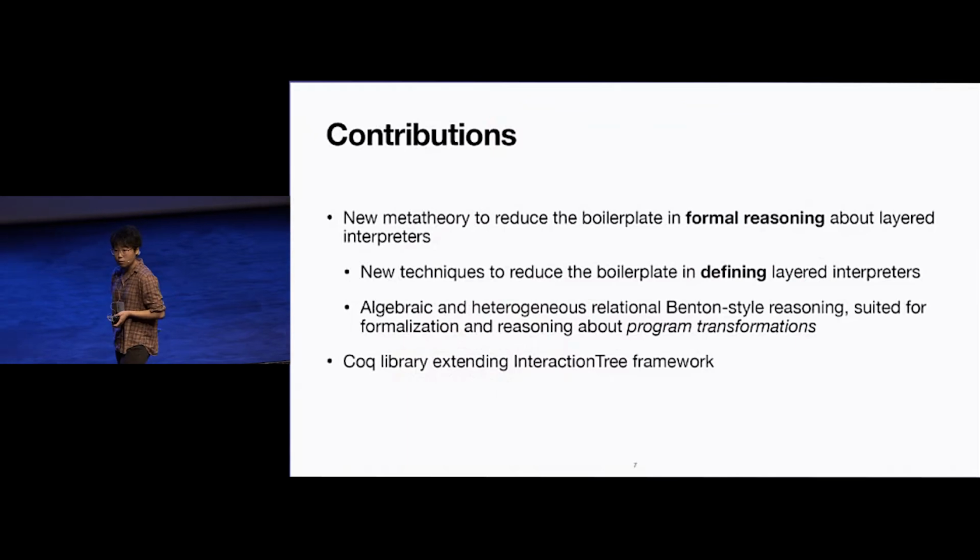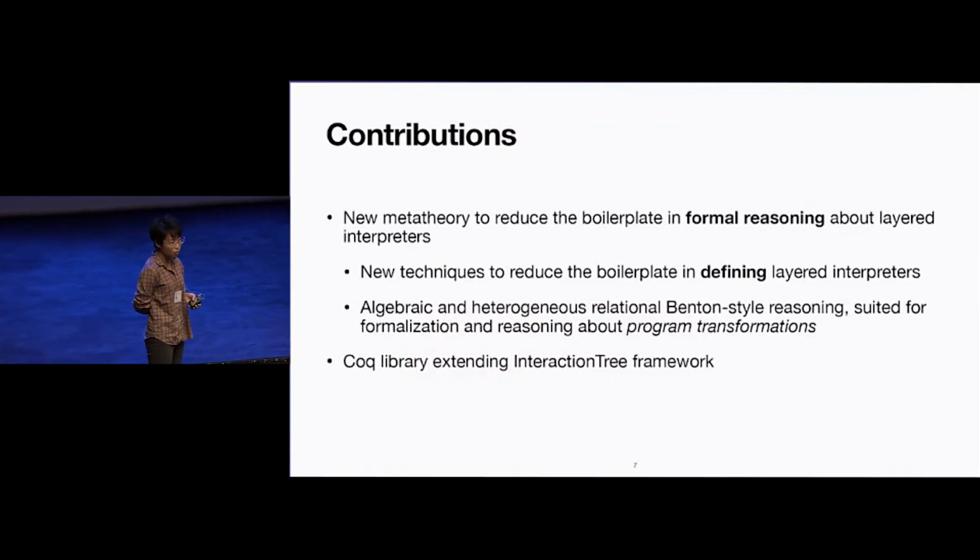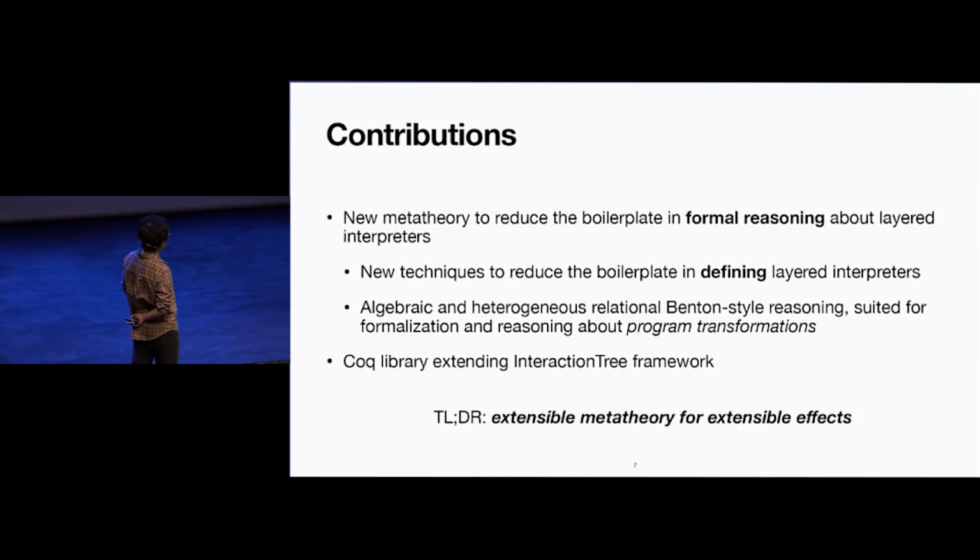So the contribution is that we have a new meta theory to reduce the boilerplate in formal reasoning about layered monadic interpreters, and in the way we also introduce new abstractions of interpretation. And using this, we can do algebraic and heterogeneous relational Benton-style reasoning, which is suited for formalization and reasoning about program transformations, such as compiler correctness statements. And this is all a Coq library that is used extending the interaction trees framework. And if you didn't read all this, the takeaway is extensible meta theory for extensible effects.